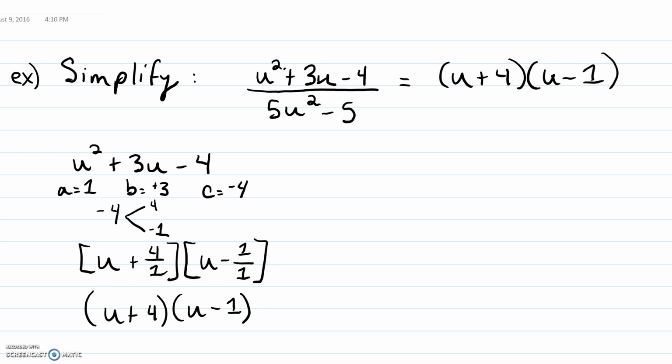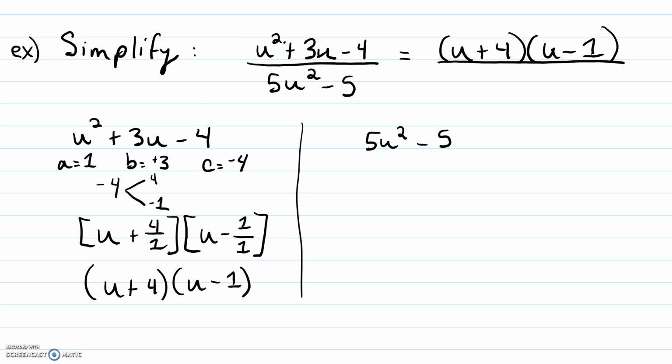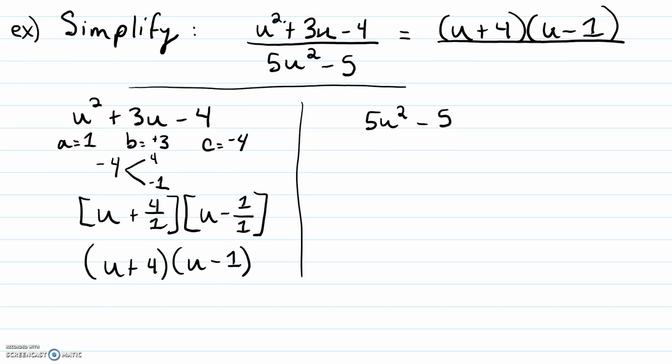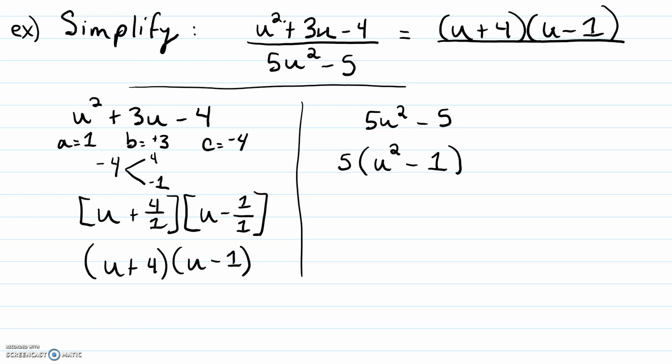Okay, let's do the same for our denominator. We'll need to take it and factor it down. So let me just go to the side here. Okay, so 5u squared minus 5. This is two terms, so always start with looking for a GCF. And I noticed that a 5 can be factored out. It's common among the two terms listed. Whenever you factor it out, you're left with u squared minus 1.